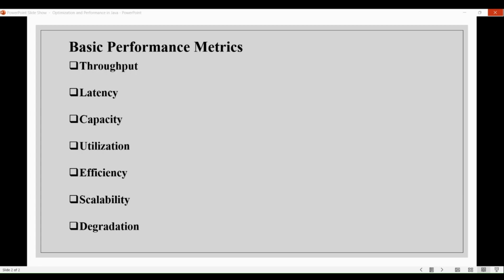The first is throughput. It's a measure of the amount of work that a system can perform within a given period of time. This is usually expressed as number of units of work in some time period. For example, we might be interested to know how many transactions per second a system can execute. Like in the context of a web server, throughput can be measured in terms of number of requests that the server can handle per second. In case of a database system, throughput might be measured in terms of the number of queries that can be processed per second.